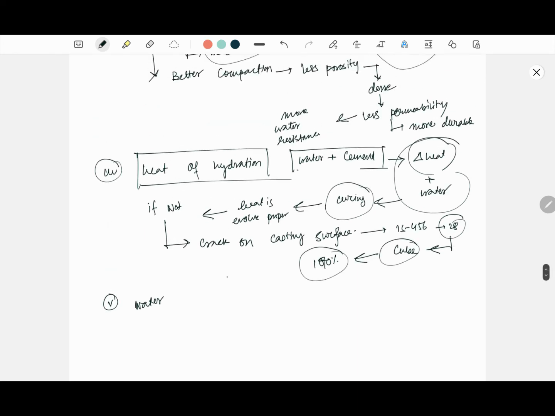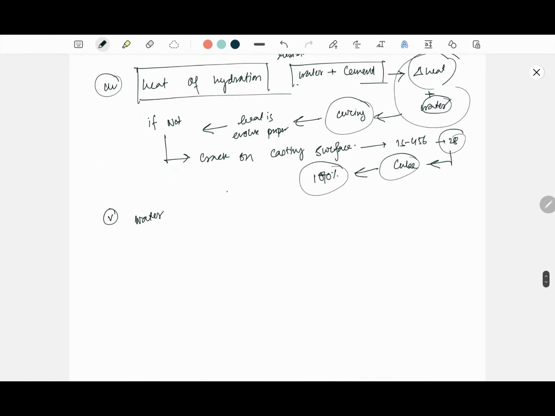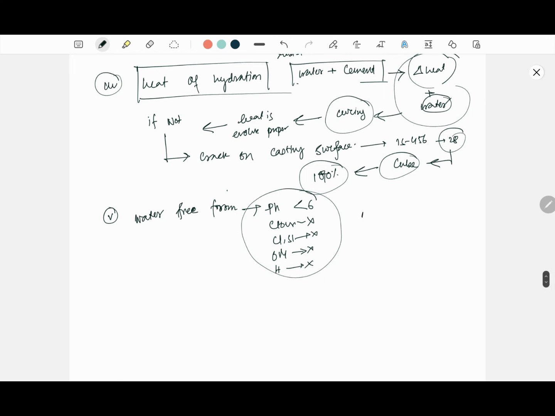The water we use at the time of curing and at the time of making should be free from everything. That means pH should not be less than 6, no color, no chlorine or sulfur material, no organic material, no hardness. I mean, there should be some limit. That is why we are saying water should be free from every kind of harmful substance.